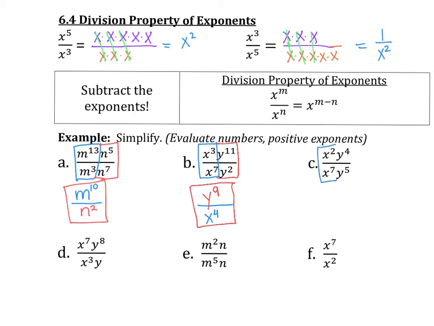For example C, let's check the x's. More x's at the bottom because the exponent's higher at the bottom. There's x to the 7th at the bottom, x to the second at the top. So if I have 7 at the bottom and I cancel out 2, I subtract, and I'm left with 5. For the y's, the higher exponent's at the bottom. I had 5 at the bottom. I subtract 4. I'm left with 1.